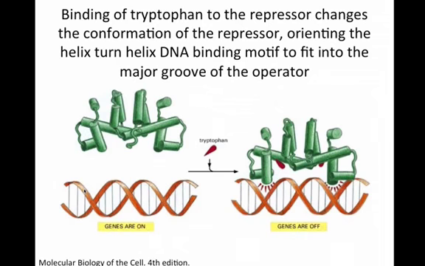So binding of tryptophan to the repressor changes the conformation of the repressor. So here's your repressor, okay? And when tryptophan binds, it changes it. See, there's this helix here and this helix here, and they're kind of tilted at an angle, and so they won't fit in the major groove very well. But when tryptophan binds, it straightens it out. It changes the conformation, so it can fit very nicely and bind tightly to the DNA and prevent RNA polymerase from binding.